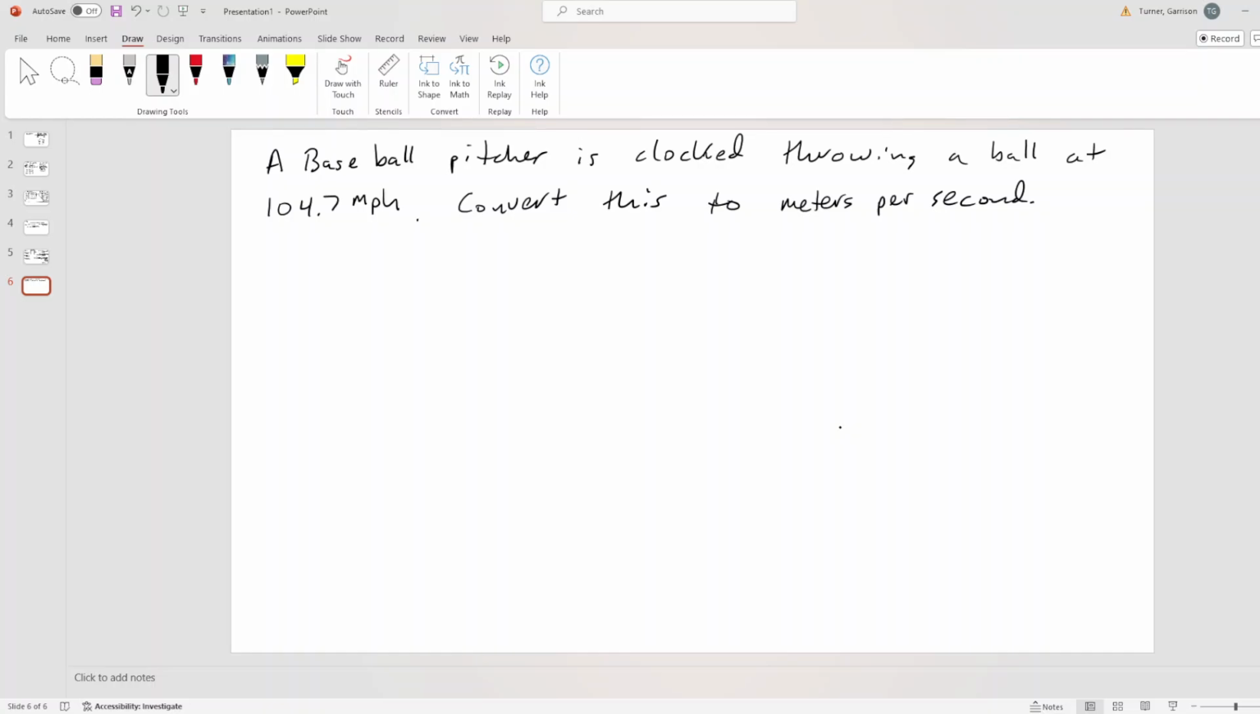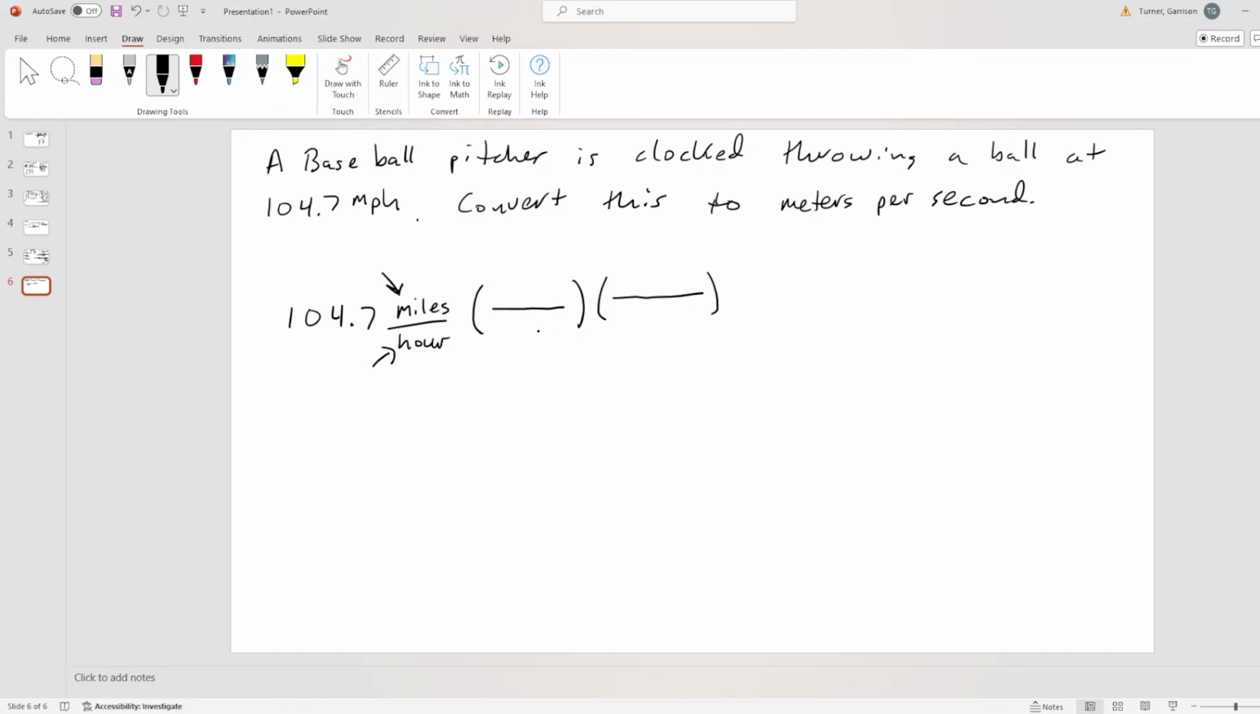But we now want to convert miles per hour into meters per second. So what I'm going to do is take 104.7 miles per hour, and I have two units I need to convert out of. I need to convert out of miles, and I need to convert out of hours. So I need two conversion factors. Now, it does not matter which order you do this in. I can put my length conversion first and then my time conversion, or I can put my time conversion and my length conversion. I think most people are going to do the length conversion first.